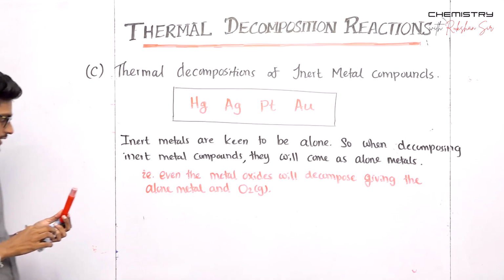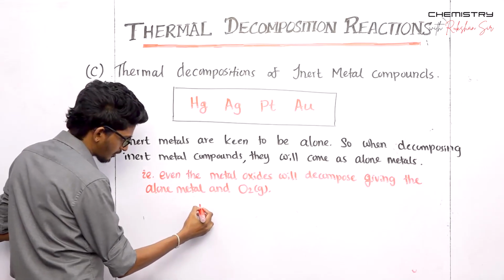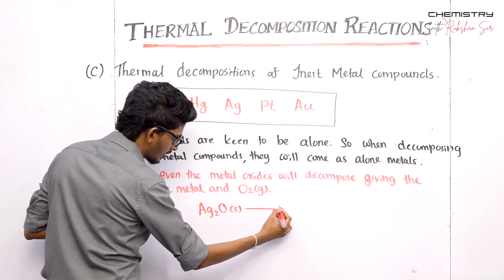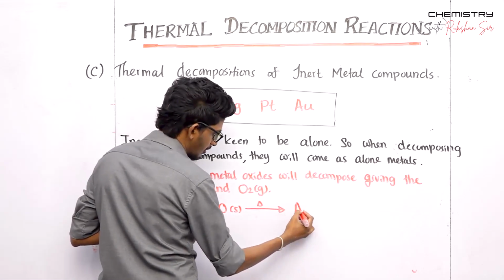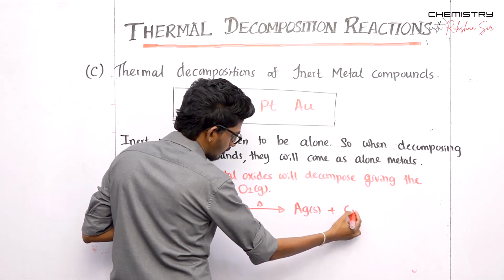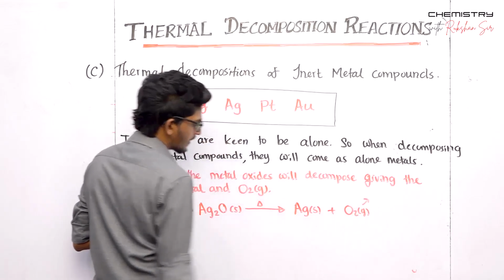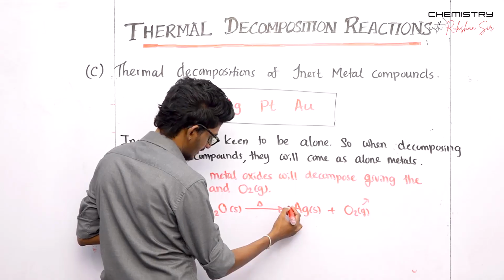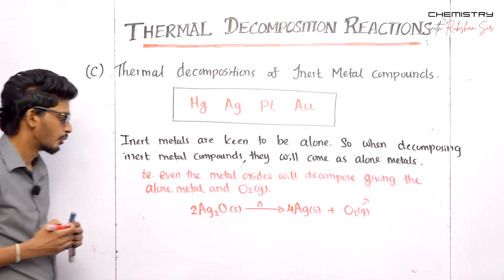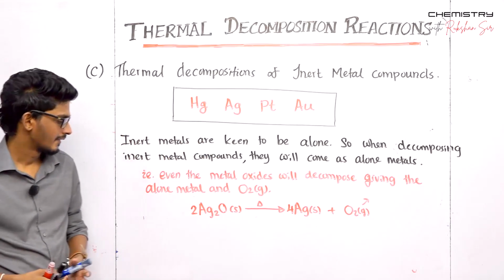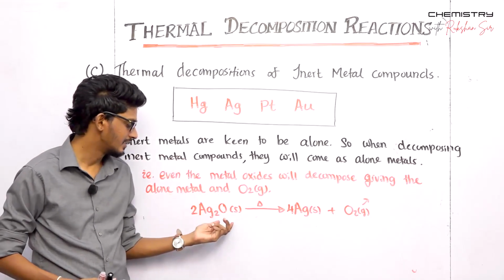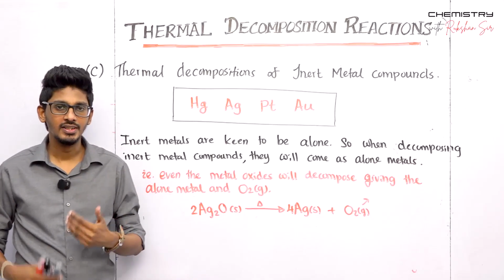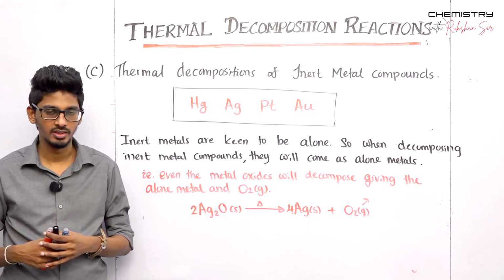It's like this. If you think of silver oxide, those metal oxides will also decompose, giving you solid silver and O2 gas, right? Earlier, with the moderately active metals, we haven't seen this kind of decomposition with the oxides. The final products were the oxides when it comes to moderately active metal compounds.